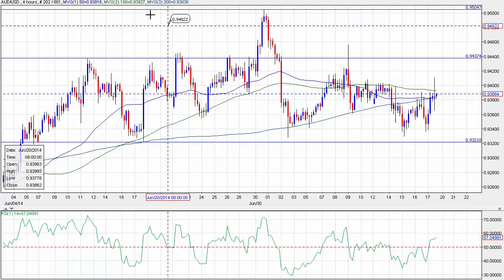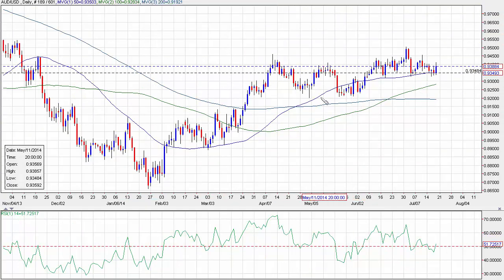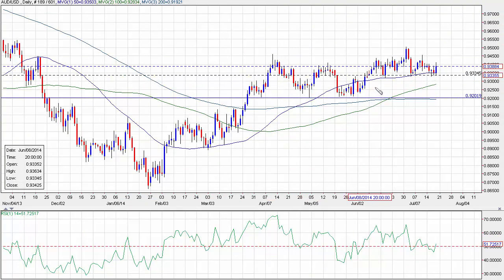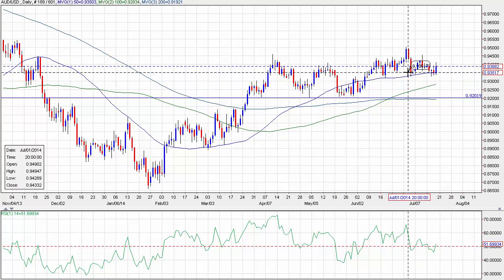Let me go to the daily chart. So 92 to 9210 would be the next support area below 9320, as you can see in this daily chart.